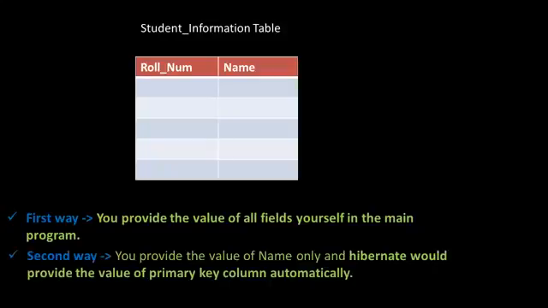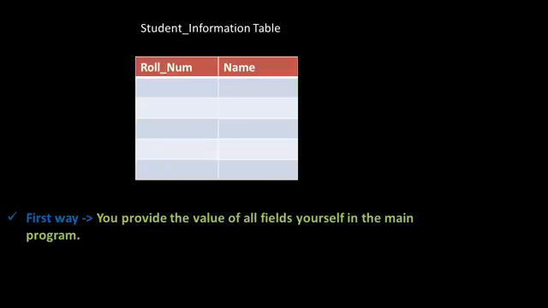And the second way is you just provide the name of the student in the main program and Hibernate would automatically generate some unique number and assign that to the roll number field while persisting the student record into the database. Generally, the first way people go with when the primary key holds some business value in it.